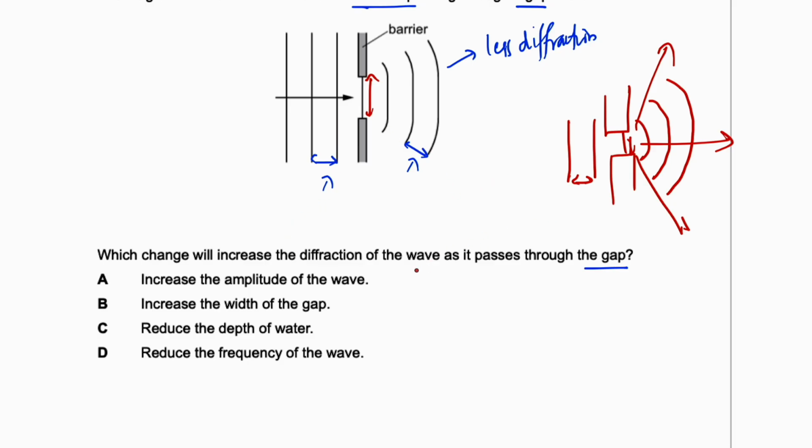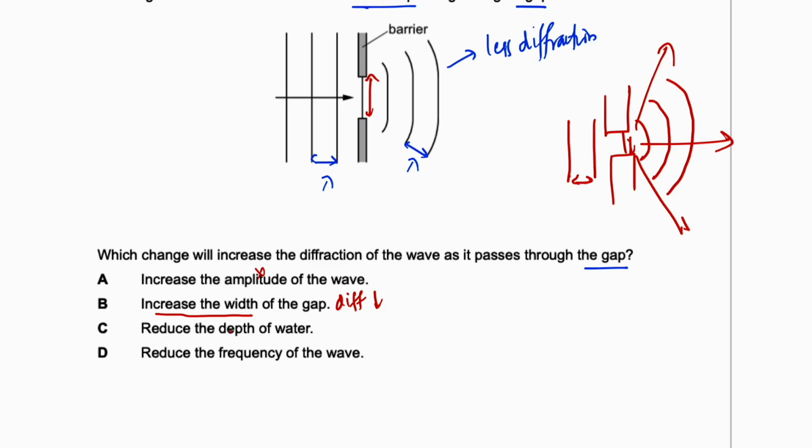So if you want to increase the diffraction, increase the amplitude? No, nothing to do. Increase the width, which reduces diffraction. Diffraction decreases. It could be, but don't fix this in your head. It depends on whether lambda is comparable. If you increase the gap here, then the gap is going to be much bigger than the wavelength. So therefore it cannot be.